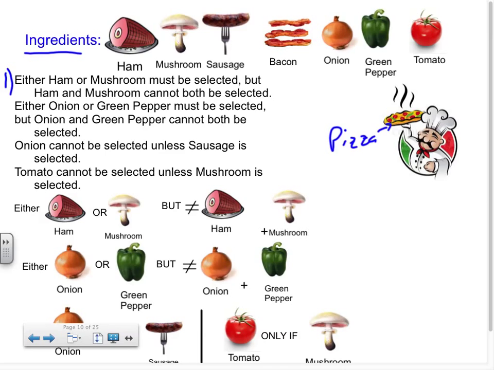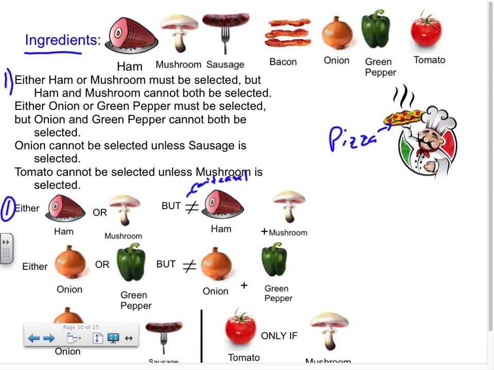So the first condition is either ham or mushroom must be selected, but ham and mushroom cannot both be selected. So condition 1 is represented with the pictures right here. So either ham or mushroom, but cannot equal ham and mushroom together. So we can see ham by itself on the pizza, or mushroom by itself on the pizza, but we can't have both of them together.